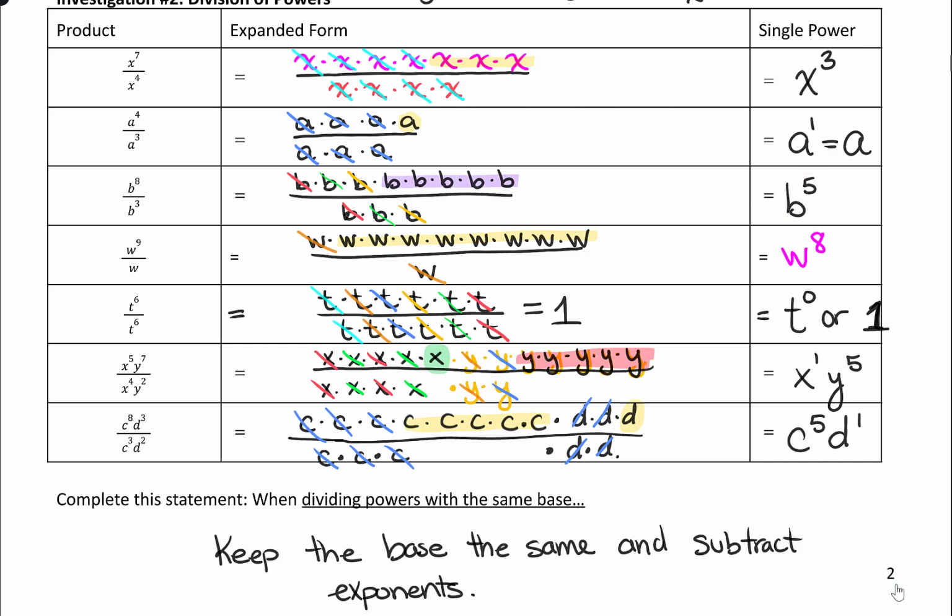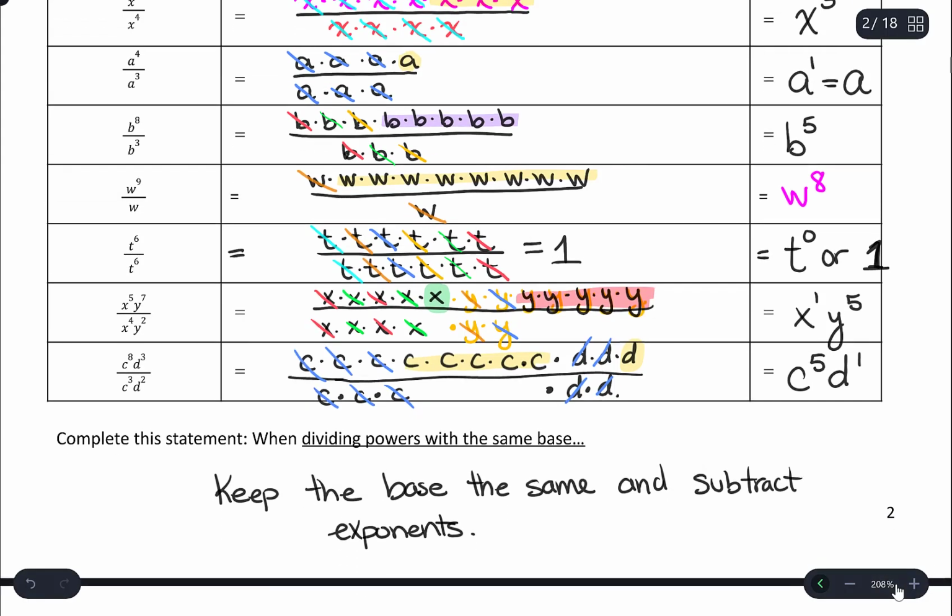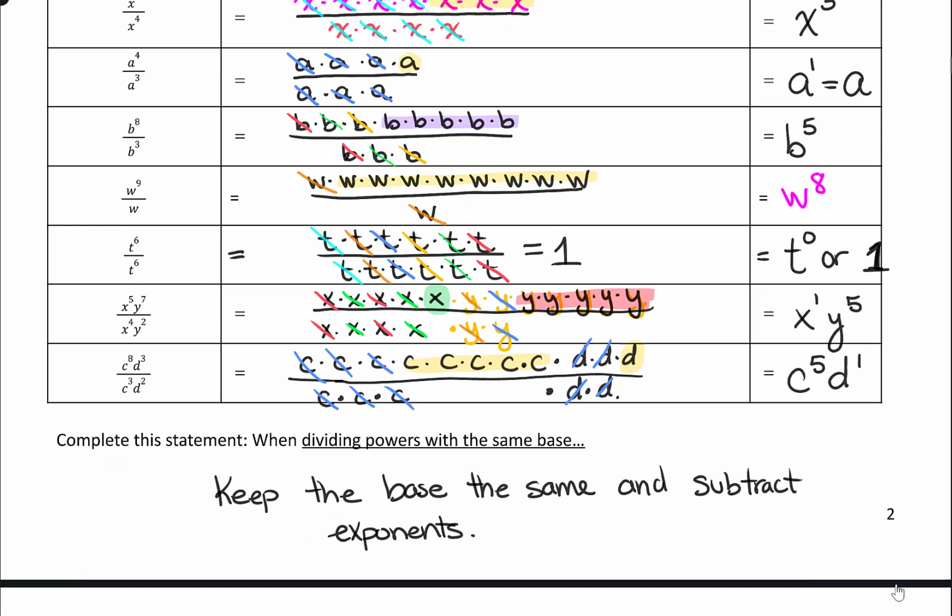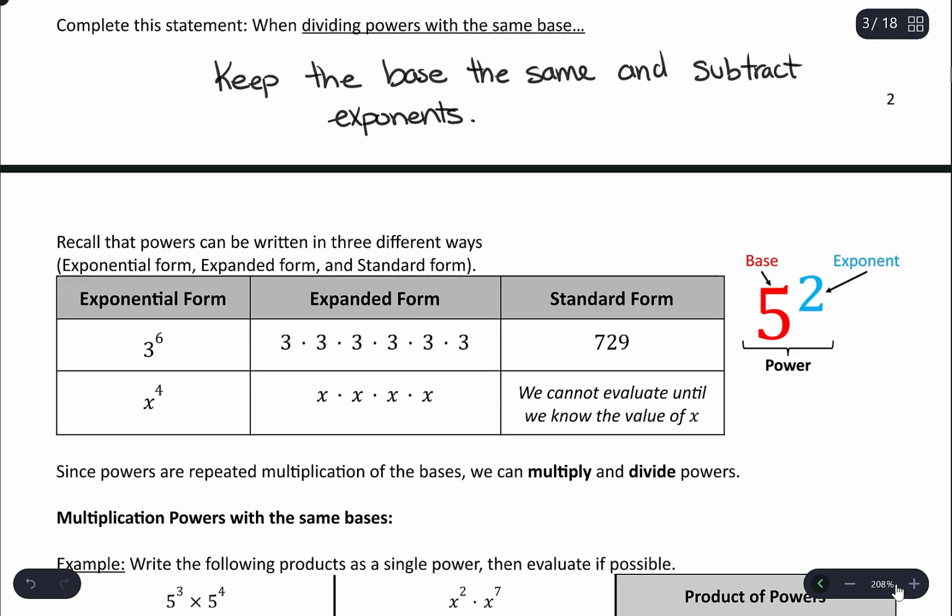And remember, when we're dividing powers, we can only divide terms that are the same. So x divides with x and y divides by y, never x and y dividing each other. Okay, so we can keep the base the same, but just simply subtract the exponents. All right, so let's go a little bit deeper with this.